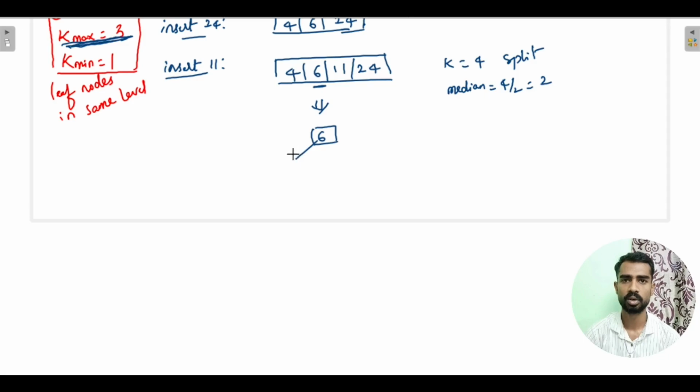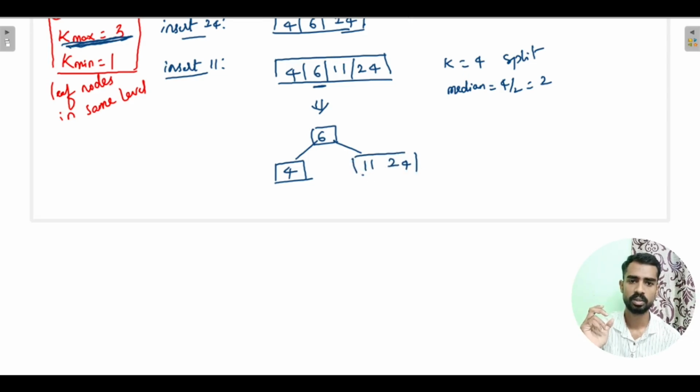6 becomes our root node, it goes to the higher level, and 4, which is the left part, becomes the left child, and the right part, which is in this particular node, becomes the right child. So this is how the insertion operation is going to work.